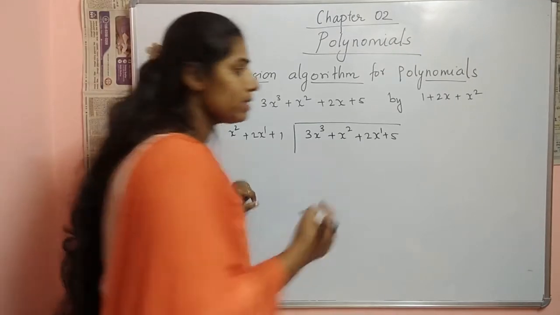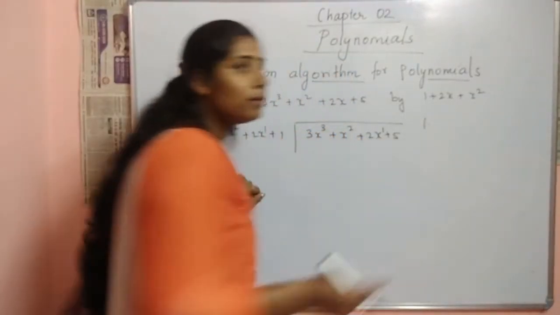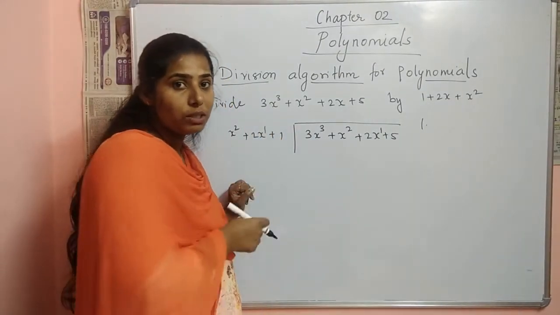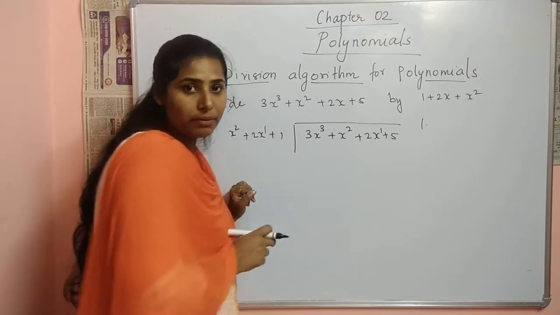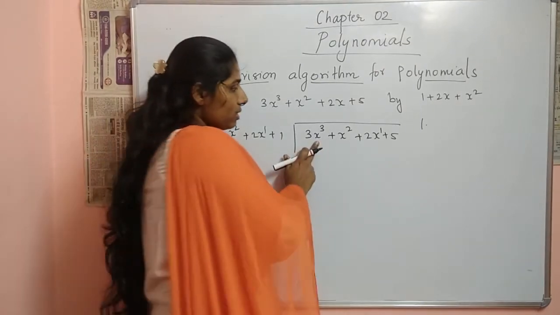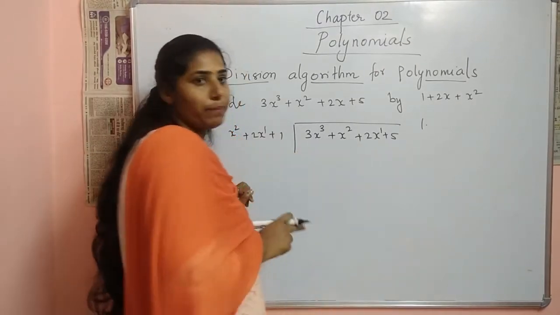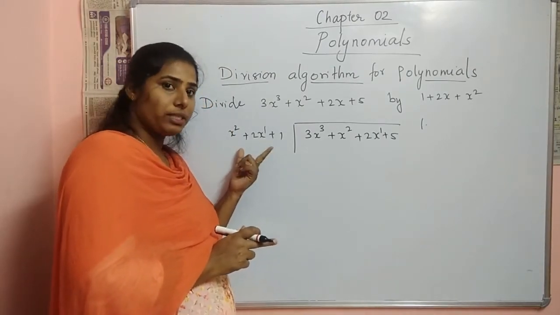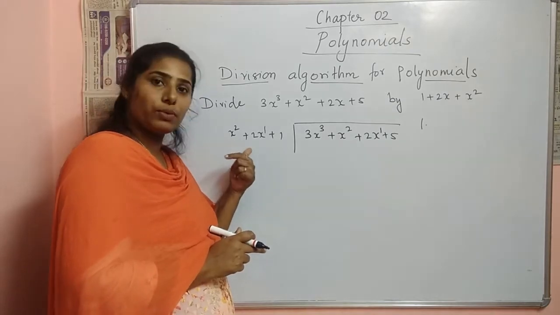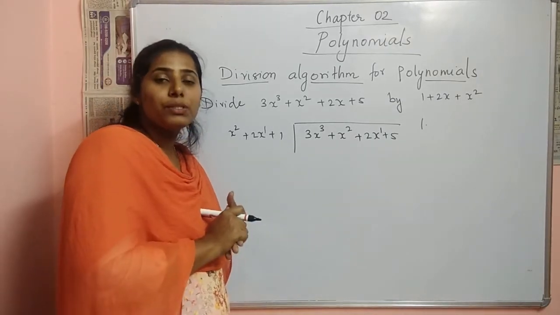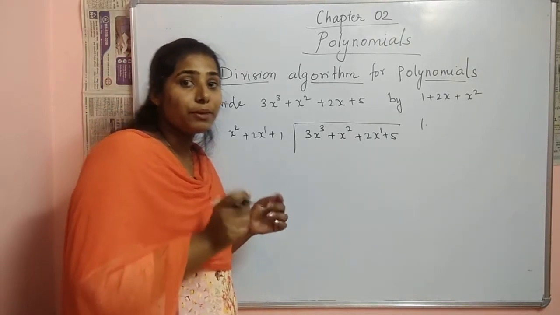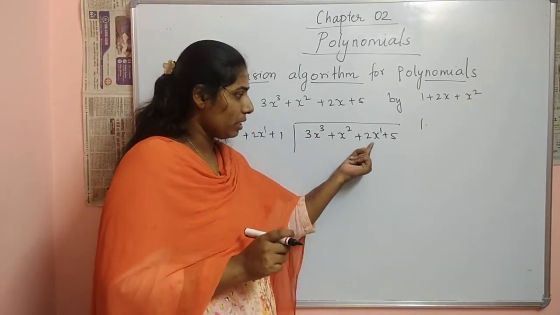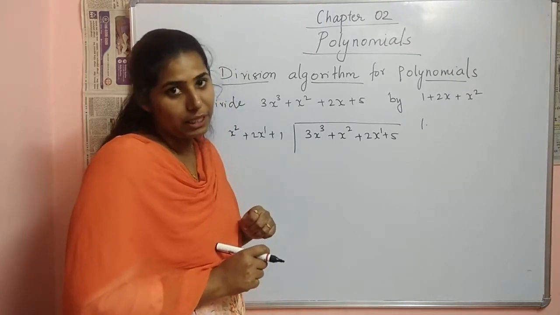The first step is that you have to divide the first term. Look into the terms of the dividend. My dividend here is 3x cubed plus x squared plus 2x plus 5. And this is my divisor: x squared plus 2x plus 1. Now we have to see the number of terms. How many terms are there? 1, 2, 3, 4 terms are there in the dividend.